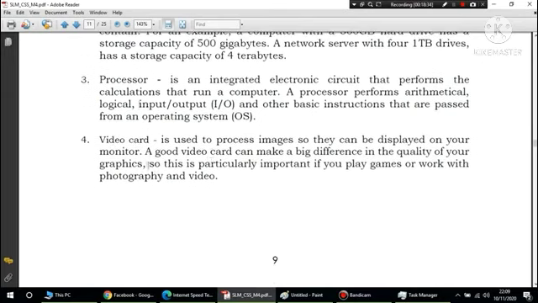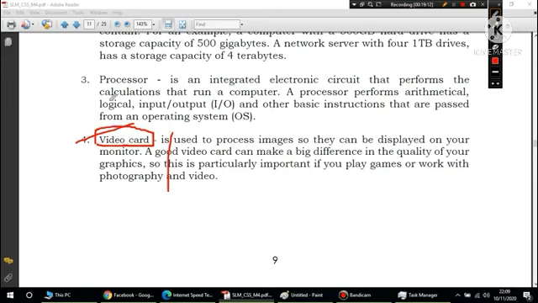Next, data storage capacity. How much disk space one or more storage devices provide. It measures how much data a computer system may contain. Number 3, processor. It is an integrated electronic circuit that performs the calculations that run a computer. A processor performs arithmetical, logical, input or output, and other basic instructions that are passed from the operating system.